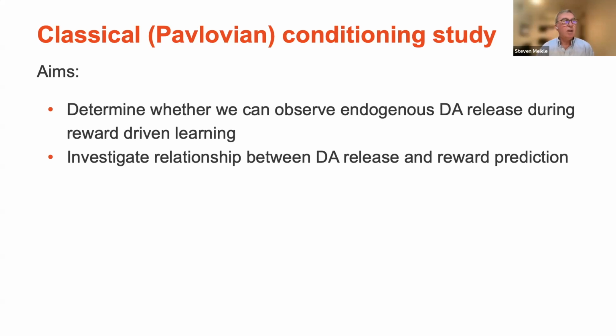So this was a classical or Pavlovian conditioning study. Once again, a C11 raclopride study. The aim of this study was to determine whether we can observe endogenous dopamine release during reward-driven learning, and secondly, to investigate the relationship between dopamine release and reward prediction.